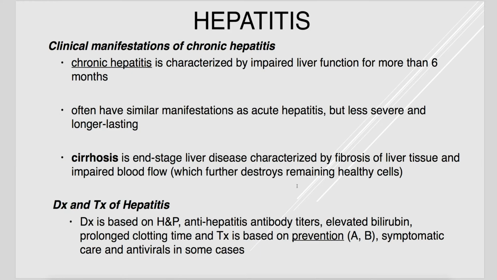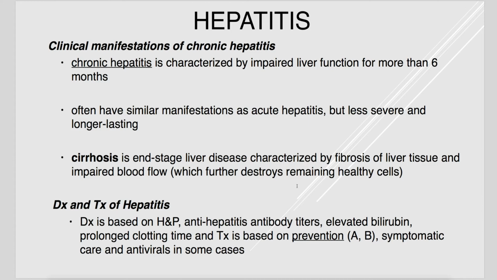So clinical manifestations of chronic hepatitis, this is impaired liver function due to a viral infection for more than 6 months. So manifestations are similar to acute hepatitis, but they tend to be less severe and longer lasting. However, things like cirrhosis, this is end-stage liver disease, can occur and does occur, especially with things like hepatitis C. So we know what cirrhosis is. We talked about cirrhosis. I'm not going to hash out all of those details again. But again, that can definitely be a result of chronic hepatitis.